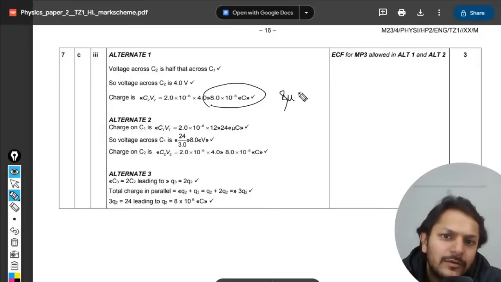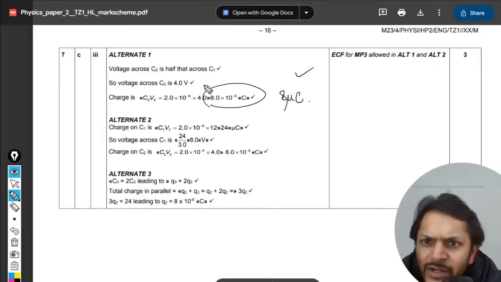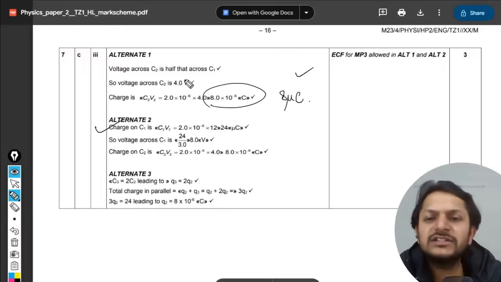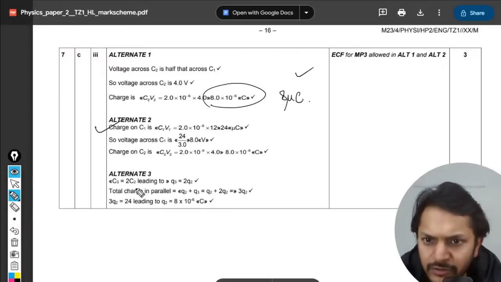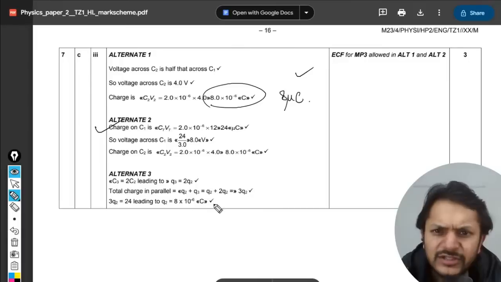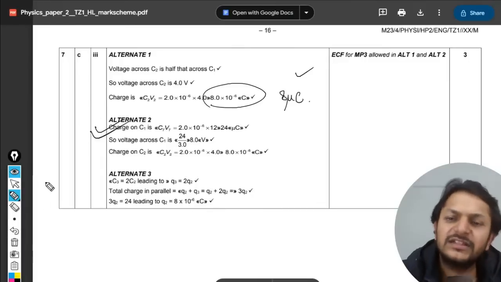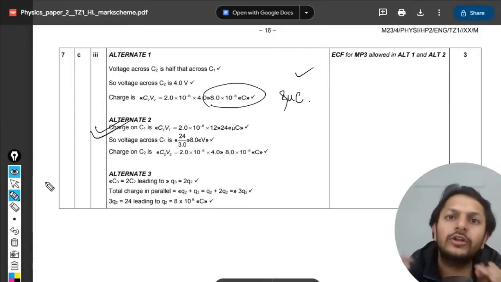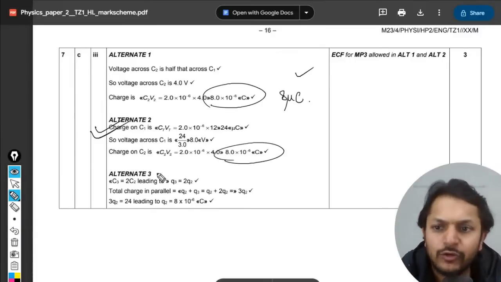8 microcoulomb. And so they have given a couple of methods here. The charge on C1 is CTVT. The voltage is found to be 8, and then the voltage is found to be 4. This is what we did actually. So the voltage across C2 is half that across C1. Okay, so this is kind of not a very good method. C3 is equal to twice of this, leading to this. Anyways, this method is the best method that we have employed. Easy, you can follow the step by step protocol to reach the answer, and the answer is 8 microcoulomb.